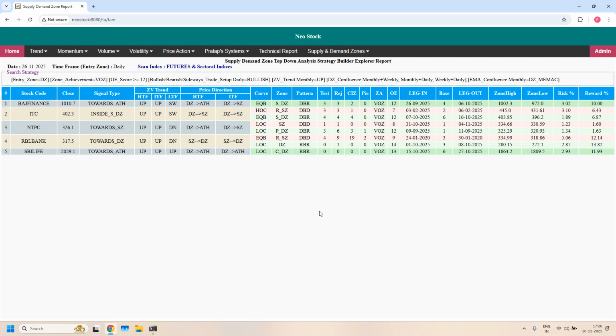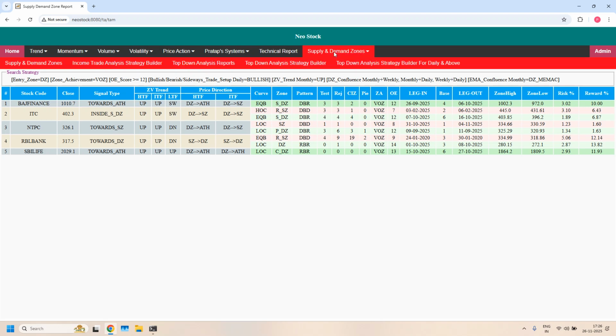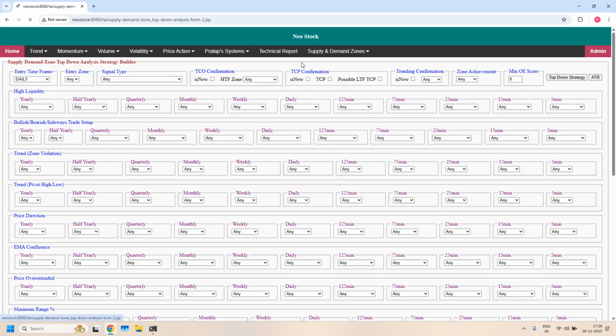Provided less than 20 checklist items are satisfied. Otherwise, higher chances of zone violation. Okay, this is bullish trade setup for monthly income trade. Next, bearish trade setup for monthly income trade. The changes are entry time frame zones are daily supply zone.